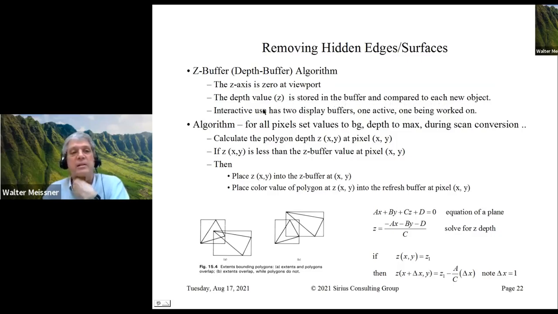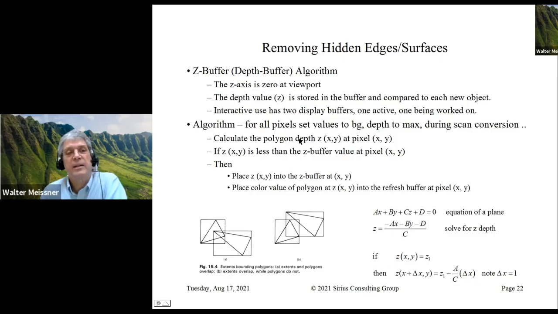And then for real-time applications, interactive use of two display buffers are used, one for active and one being worked on. So the one being worked on is done during one frame interval, and then it's swapped out. Then that one becomes active and the other one is worked on. So it continually toggles back and forth between two buffers.